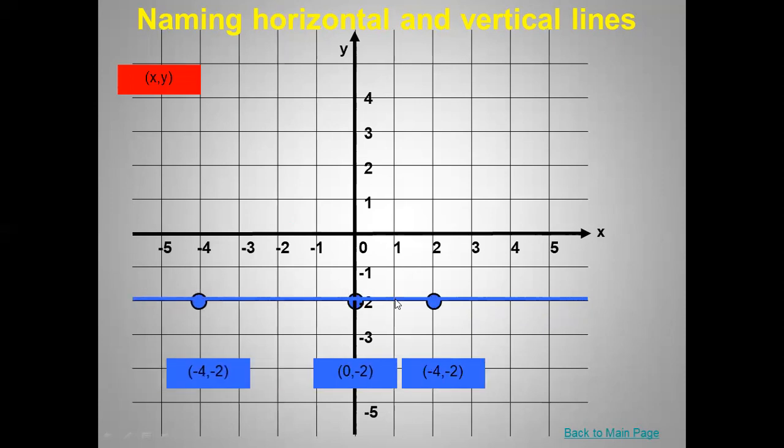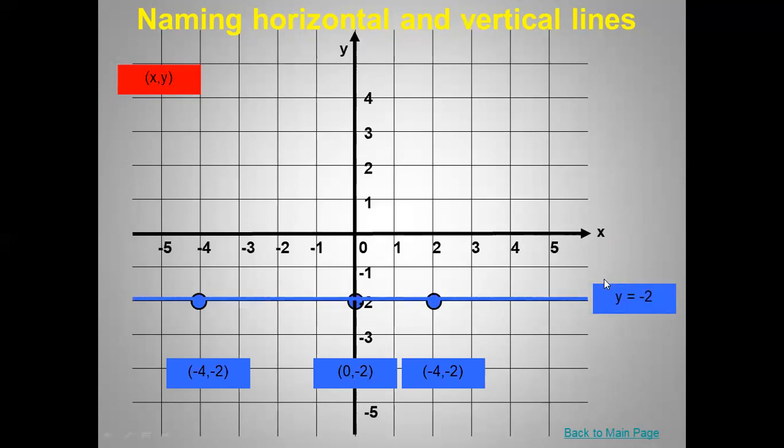Let's see, for example, if I took any point on this line, for example, here it will be -4 and -2, 0 and -2, -4 and -2. So did the y change? No. Since the y is the same in all the points on the line, this line is called y equals -2.